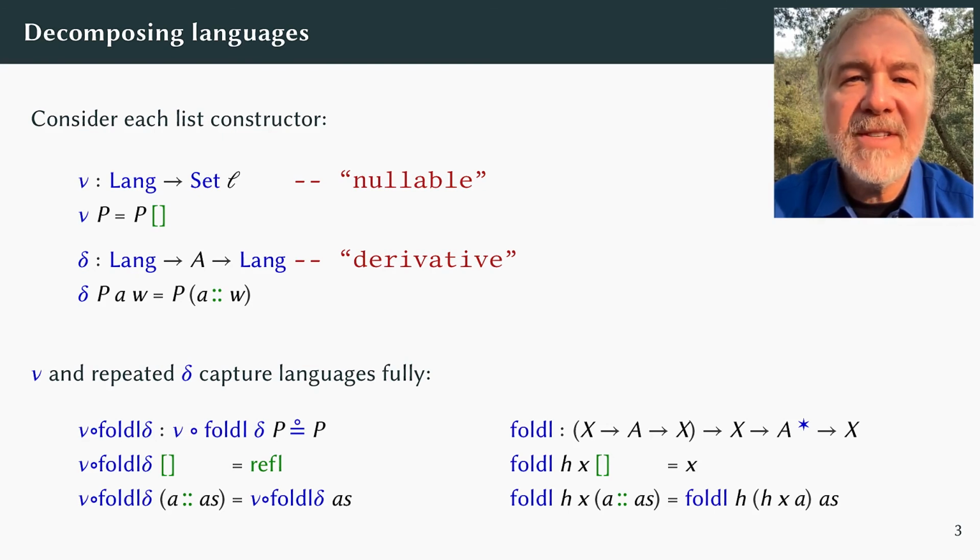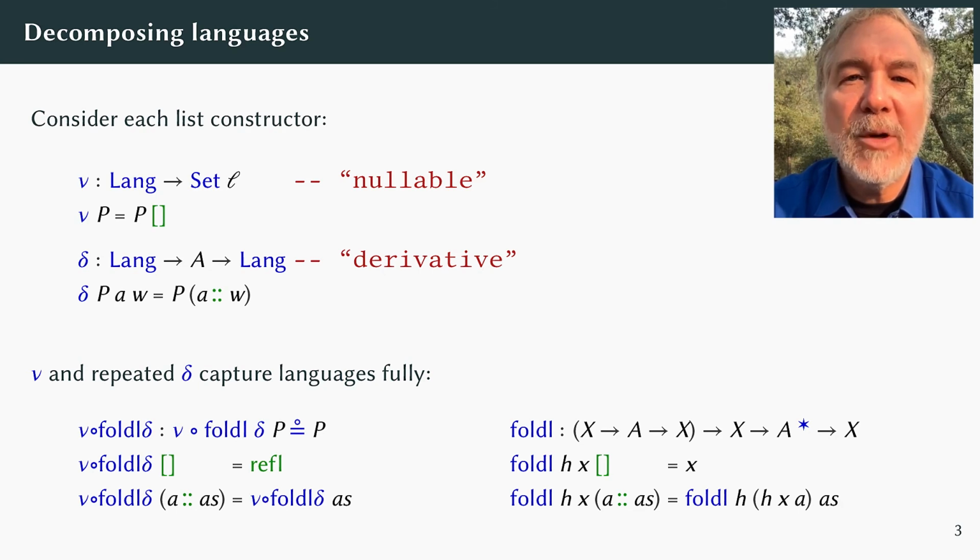The importance of these definitions comes from a simple fact with a simple inductive proof. Given a language P and a string, we can successively differentiate P with respect to the characters in the string, resulting in a final residual language. The original language P contains the input string if and only if the residual language is nullable. This theorem and its proof are shown in the lower left corner of the slide.